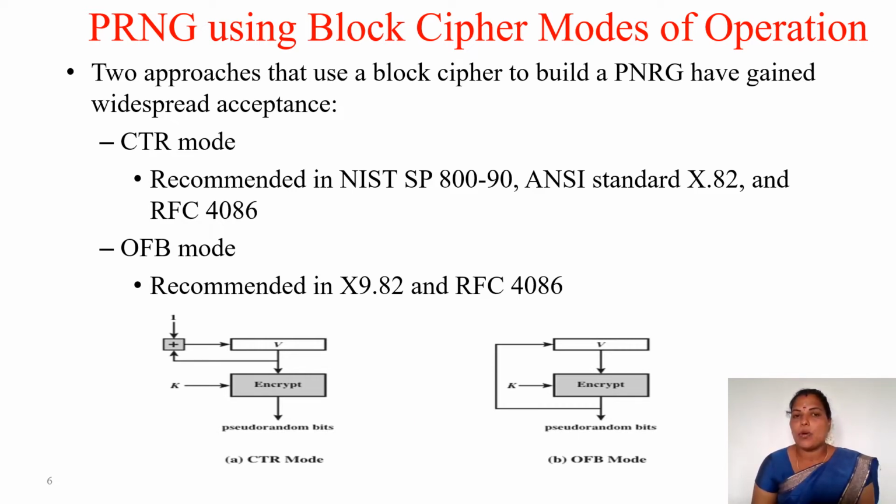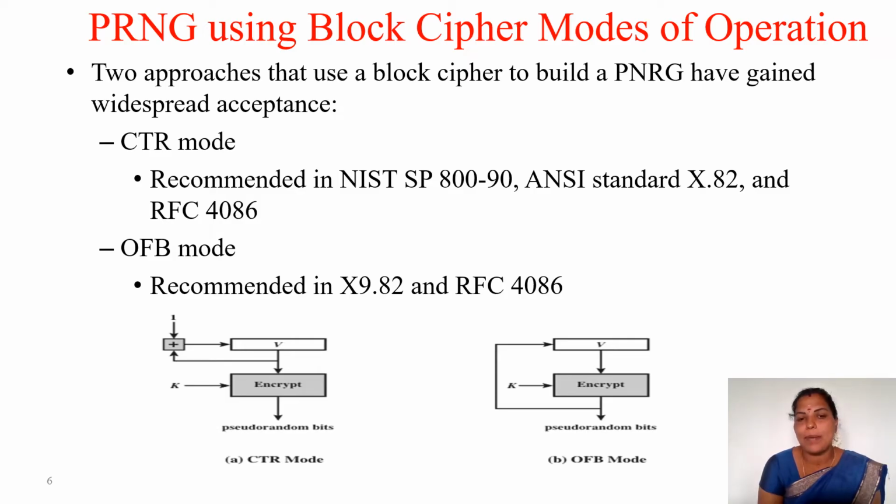This counter mode is recommended in NIST SP 800-90, ANSI standard X9.82 and RFC 4086. Both of these pseudo random number generators using block cipher modes of operation are given in RFC 4086. RFC, as we discussed in the first class, means request for comment. Those are standards, so counter mode and output feedback mode can be used for generating a pseudo random number, and these are given in RFC 4086.